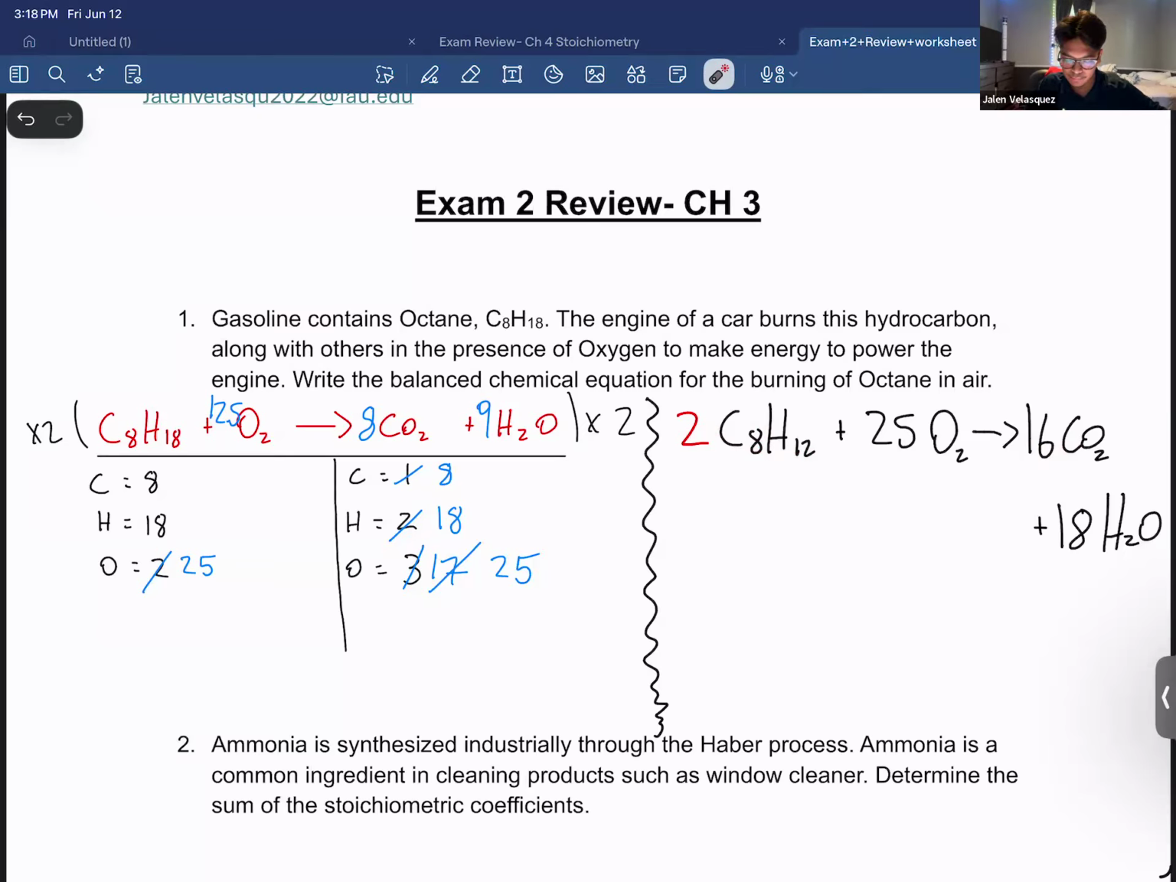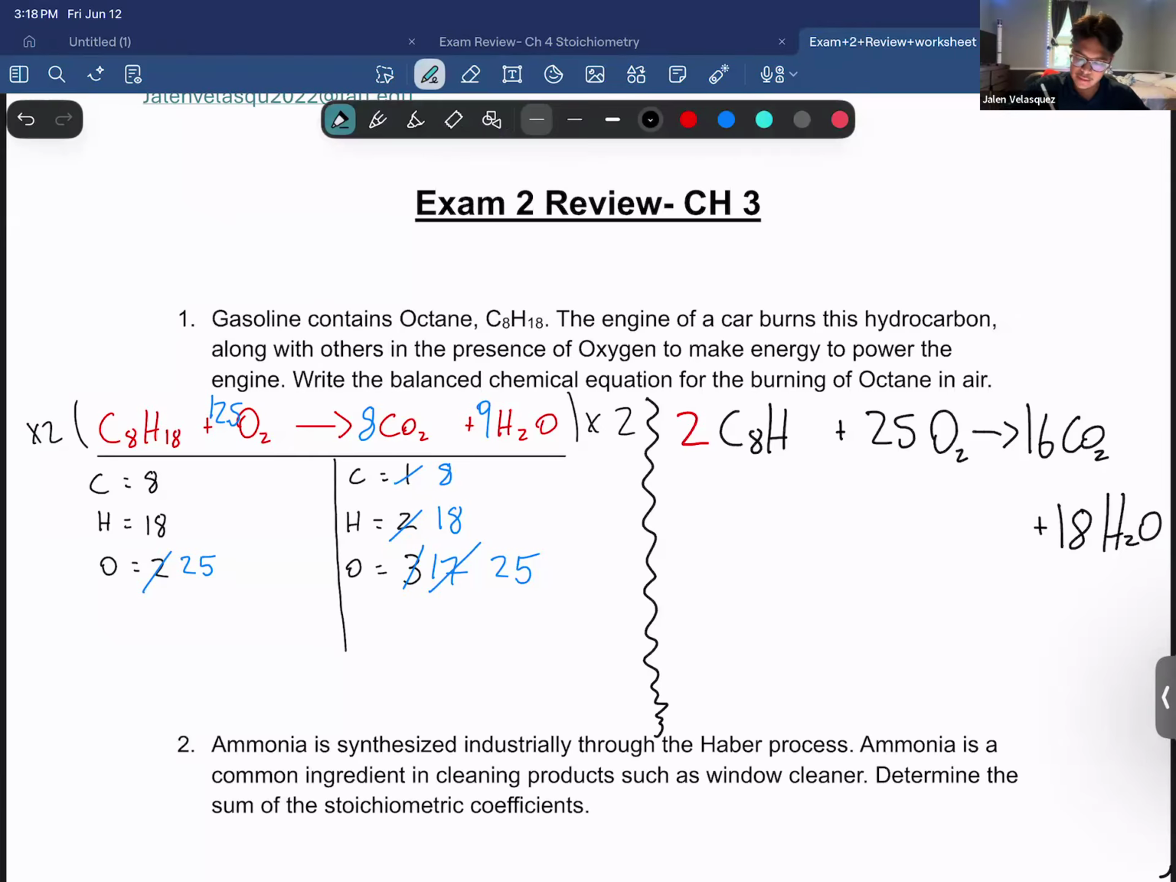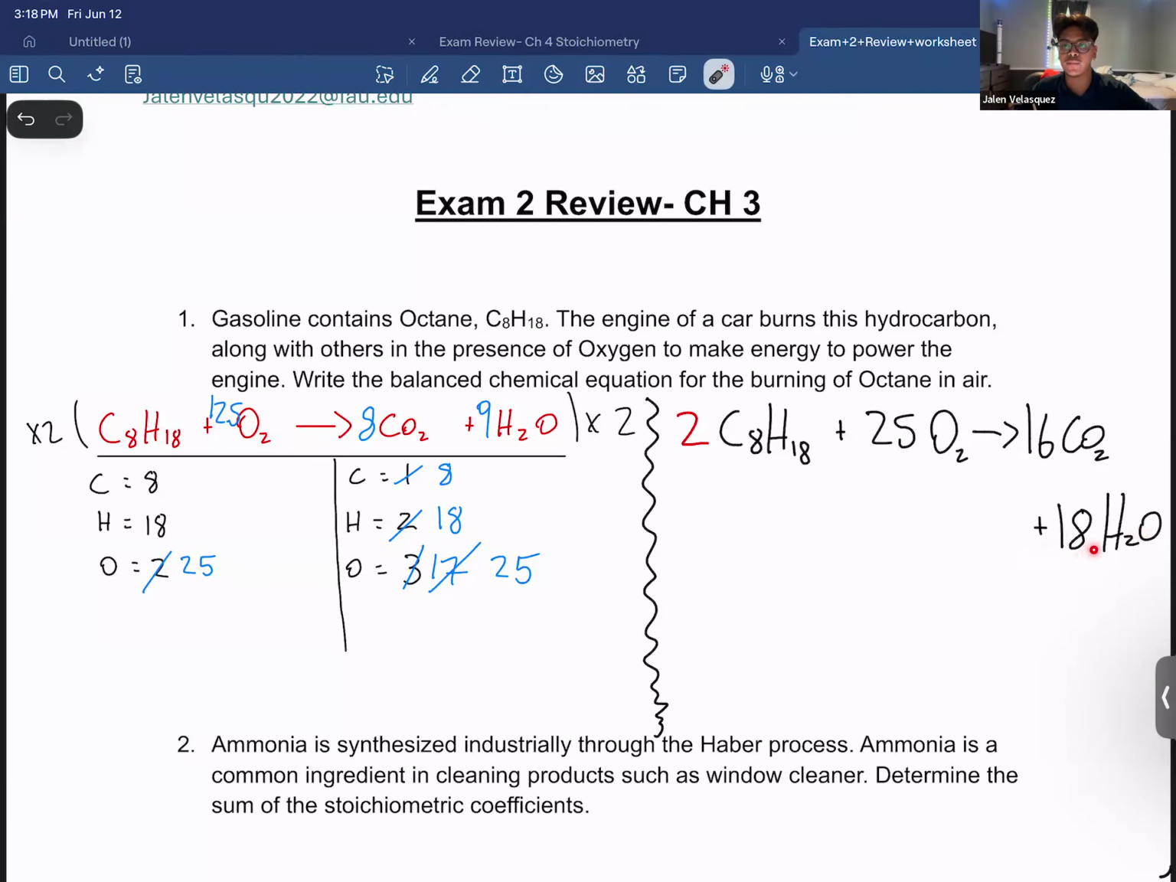I have 24 here. 18. No, this is wrong. 16 plus 18. Yeah, no, this is good. It's 18 times 2. Oh, I'm sorry, I messed this up. It's H18, not H12. So there we go. 18 times 2 is 36, and here we have 18 times 2. And the oxygens add up to 50: 25 times 2 plus 16 times 2 plus 18.